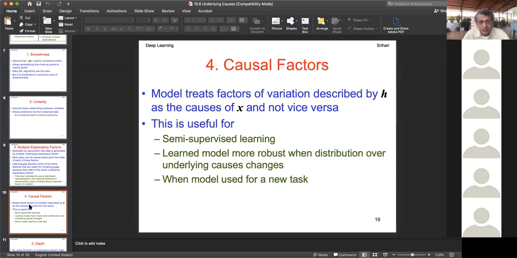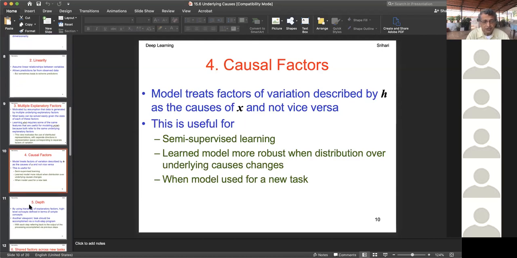This is useful for semi-supervised learning. We saw that earlier on. Semi-supervised learning can exploit causal information, where the distributions are multimodal, and within a few examples, we can learn what is the distribution for each class when the features are causal. And the learned model is more robust when the distribution over underlying causes changes, and when the model is used for a new task.